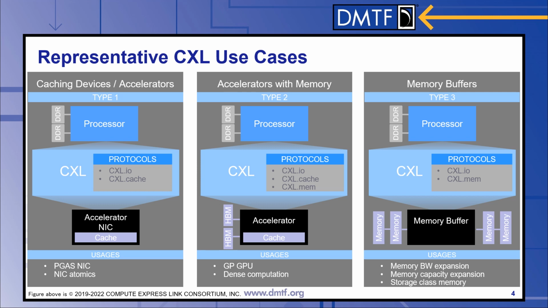Type 3 devices are for memory buffers, typically used for memory expansion. These are memory buffers using CXL.io and CXL.mem protocols for uses like memory bandwidth expansion, memory capacity expansion, or storage class memory.